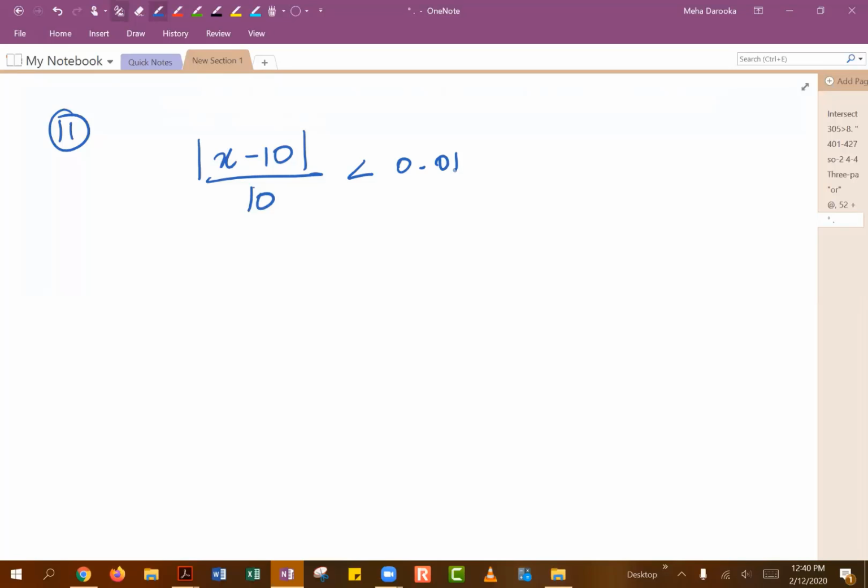Okay, now to get our X by itself, what's the first thing we should do here? Yeah, get rid of that denominator. Multiply both sides of your inequality by 10. We're left with absolute value of X minus 10 less than 0.1.